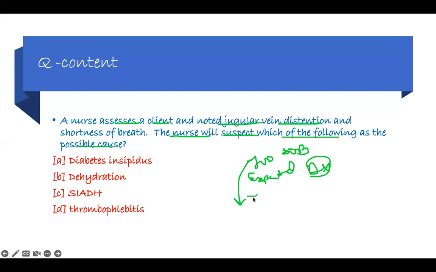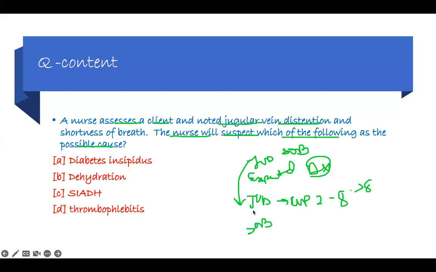Whenever you see JVD, what does that mean? It means it's fluid overloaded or central venous pressure is high. Usually it's 2 to 8. This is your content that you have to know. If it's high, it's greater than 8. And when it's high, it means you have too much fluid. And if you have too much fluid, you can have shortness of breath.